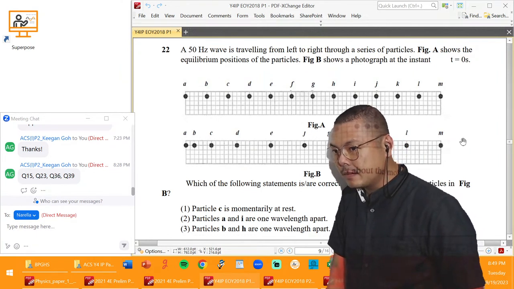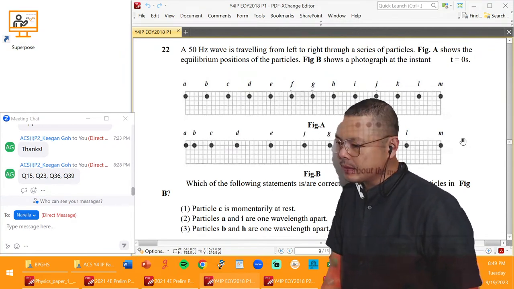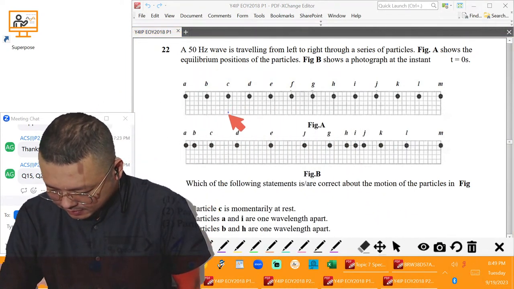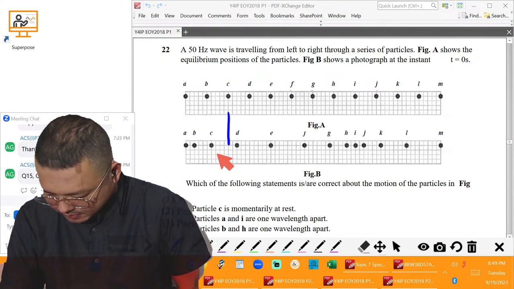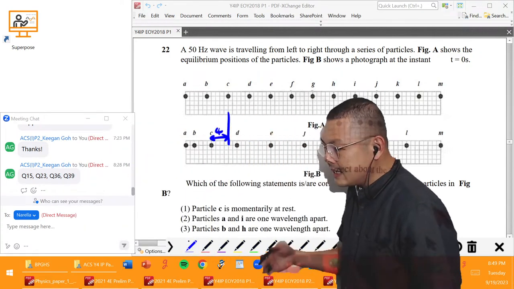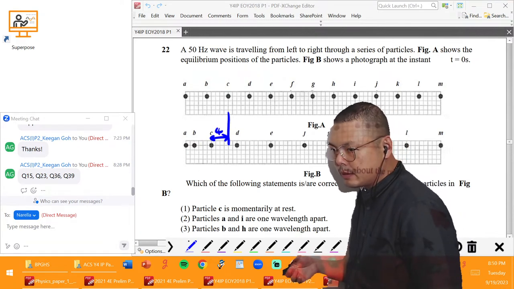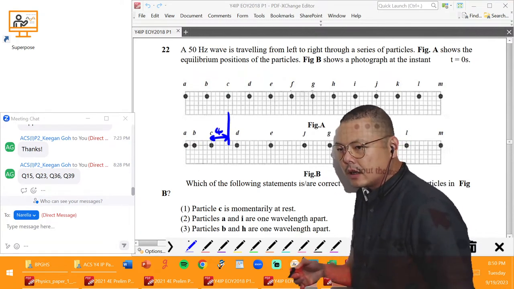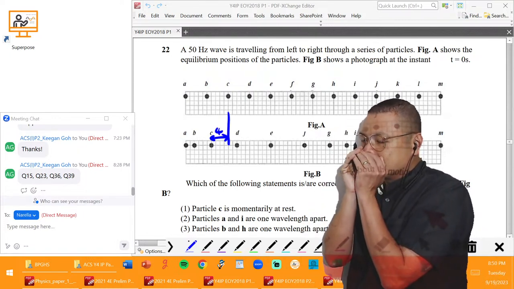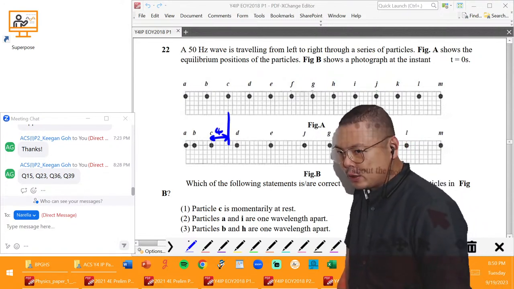Is it the maximum compared to all other particles? Four squares. Yeah, four squares. Compared to all other particles, look at D. How many did it move by? Look at E. How many did it move by? Look at B. How many did it move by? So is C your amplitude particle? So that's your amplitude particle, right?